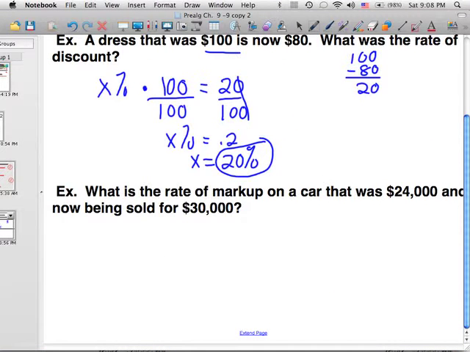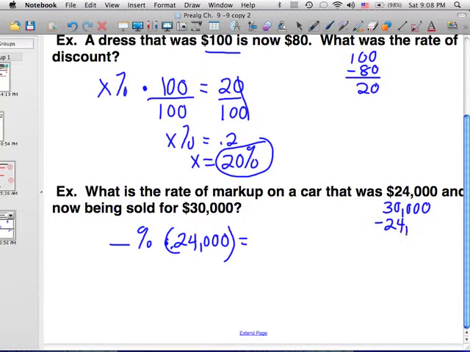The second example is a markup. What is the rate of markup, or what is the percent of markup on a car that was $24,000 and is now being sold for $30,000? So the original amount is the whole amount, so that was $24,000, so times 24,000. And it's now being sold for $30,000, so the markup, subtract 24,000 from 30,000, and we have a markup of $6,000. So the part is 6,000.